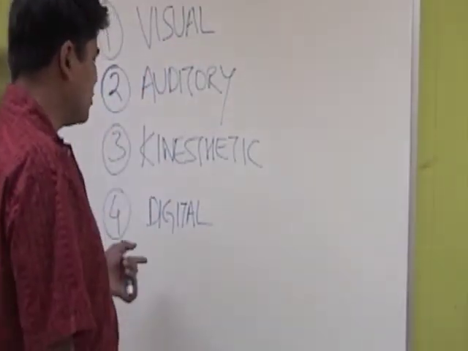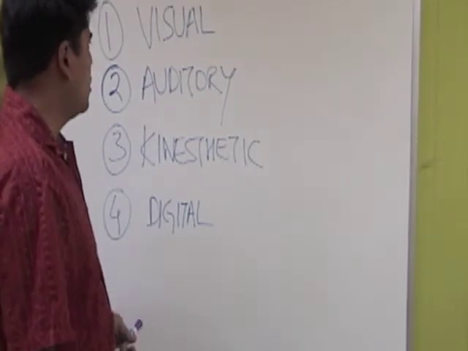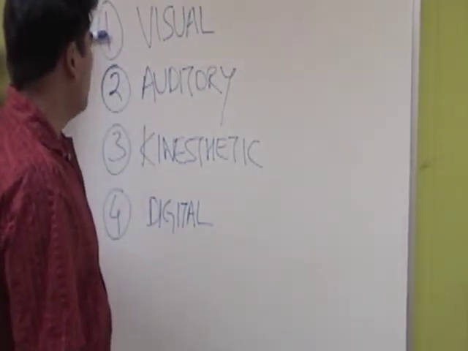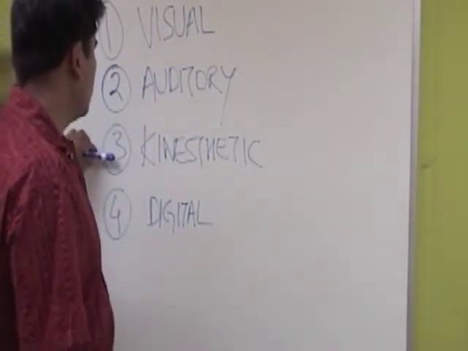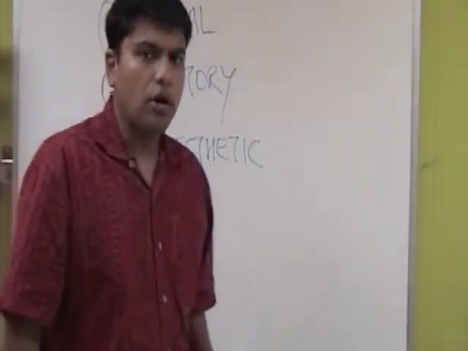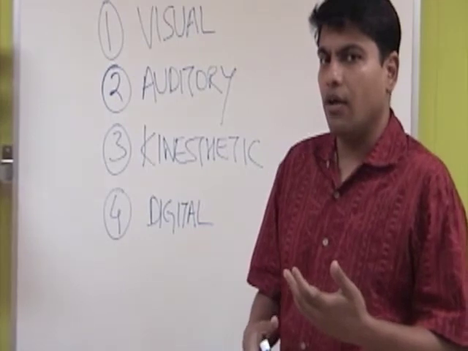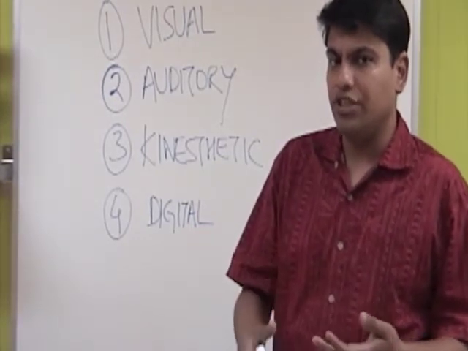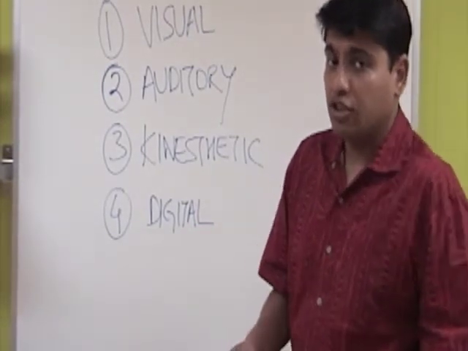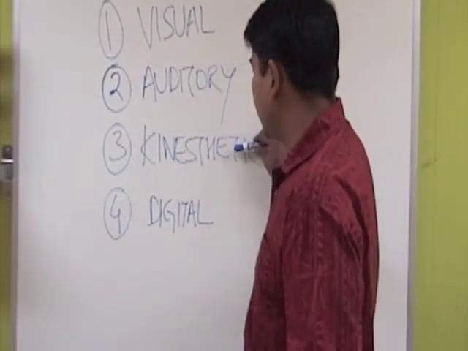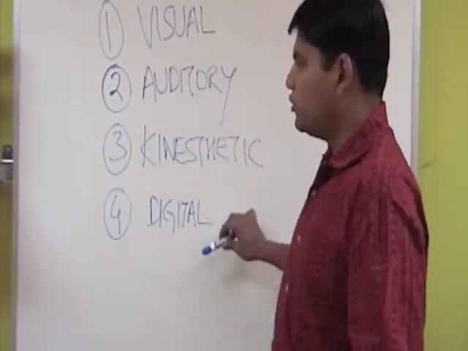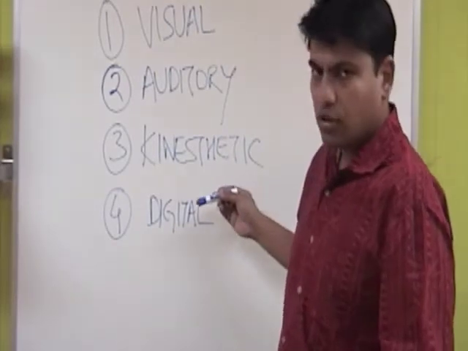So why is this important? Why is it important for you to learn whether your child is a visual learner, an auditory learner, a kinesthetic learner, or a digital learner? It's important because many times there's a mismatch. You could be a visual learner and you're trying to teach them your way, visually, and the child might be an auditory learner or a kinesthetic or a digital. So there is a mismatch between how you're teaching them and how they wish to learn.